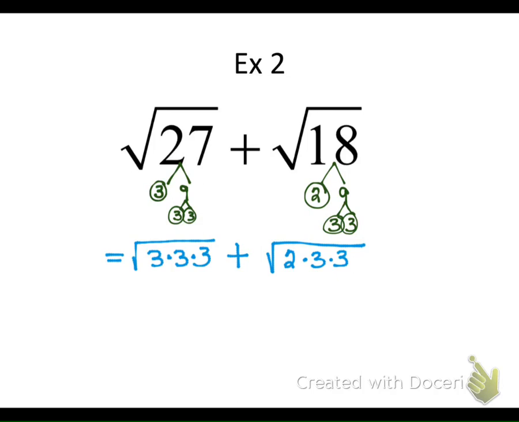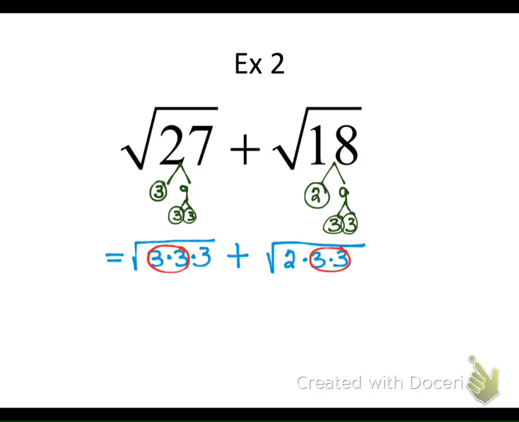From here, I'm then going to circle my factor pairs. So let's look at my first square root here. What are my factor pairs? 3's. So I'm going to circle my pair of 3's. And then my factor pair on this one? 3's.